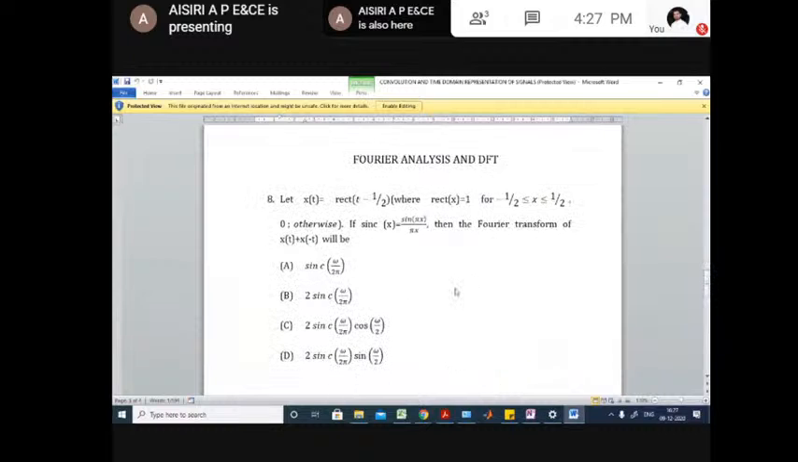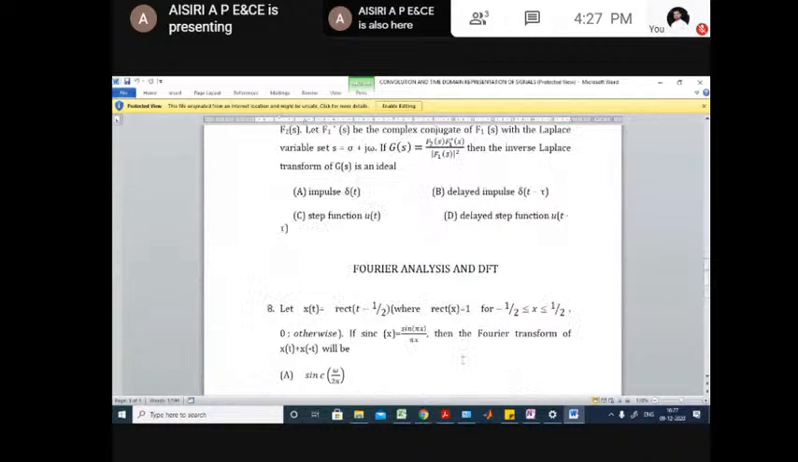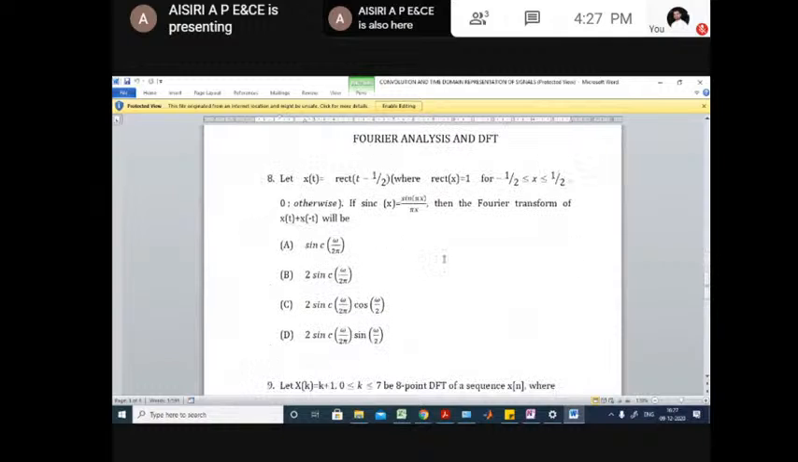Okay, next let us do the Fourier analysis. Even in Laplace transform you get a similar problem. We have already discussed one similar question in the earlier quiz, where we had taken the concept. So here we have taken in the class one more concept. Now the next question is on Fourier analysis and DFT.